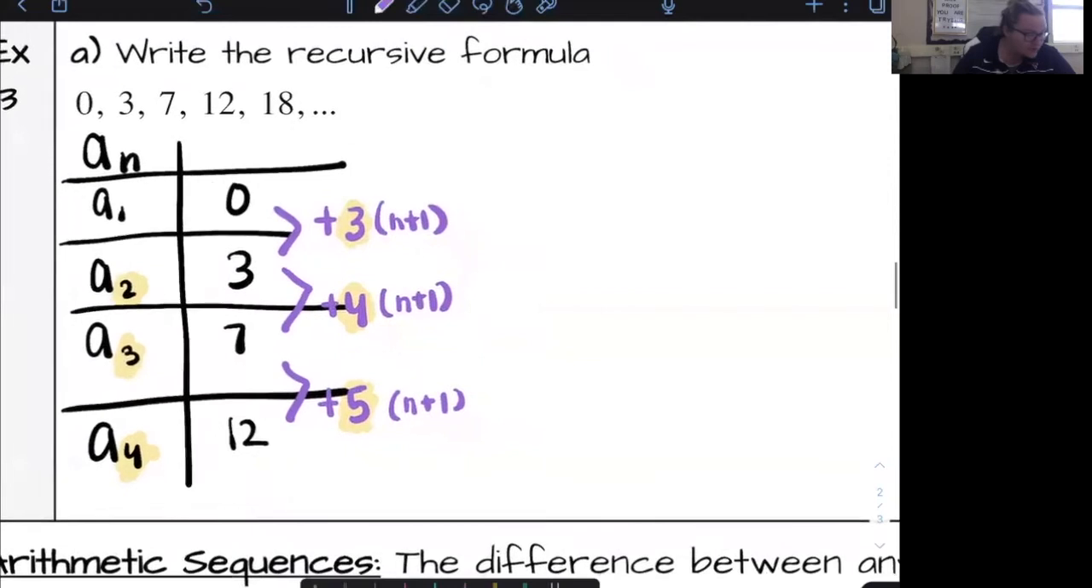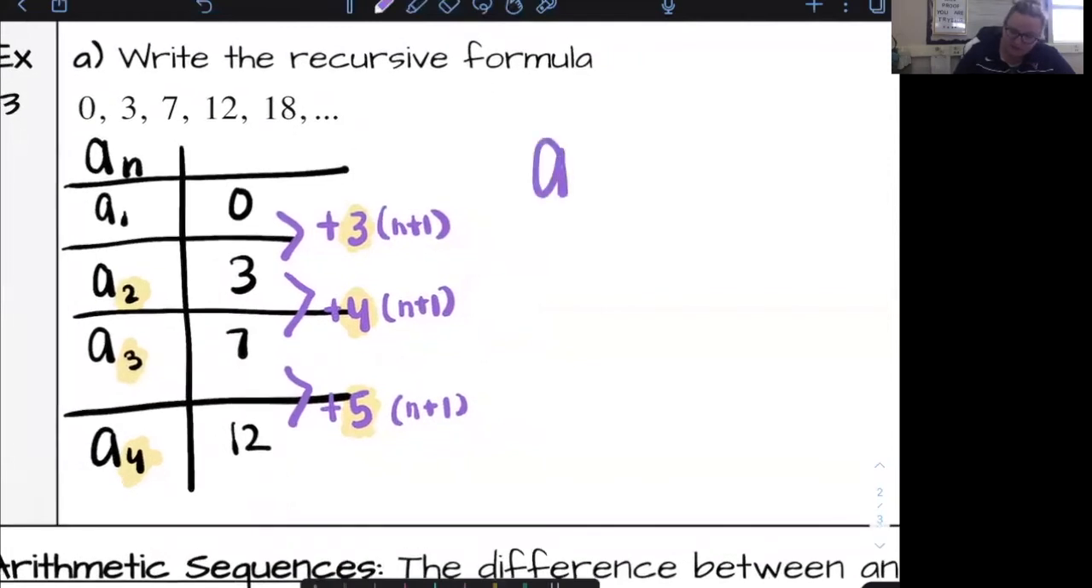So my recursive formula is going to look like this. Any term in this series is equal to the previous term plus n plus 1. So you have to use whatever the previous term was, and then you add n plus 1 to it.